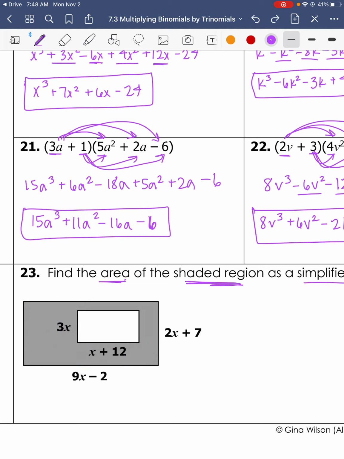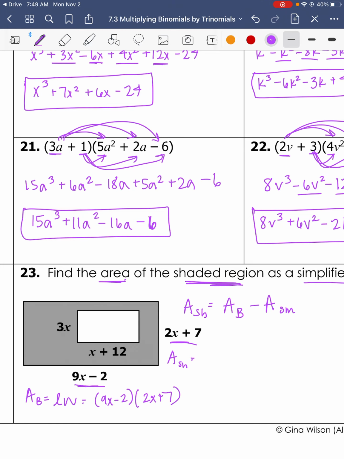Okay, so first we'll find the area of the big rectangle. So let's say the area of the shaded region is equal to the area of the big rectangle minus the area of the small rectangle. So we have, this is the shaded region, this is the big rectangle, this is the small rectangle. The area of the big rectangle is length times width, right? So here is our length and here is our width. So this is equal to 9x minus 2 times 2x plus 7.